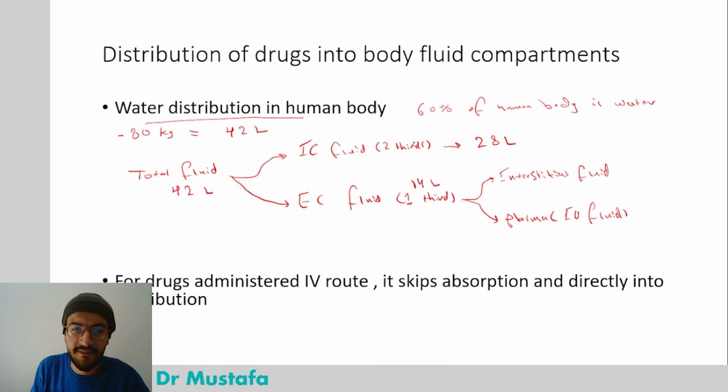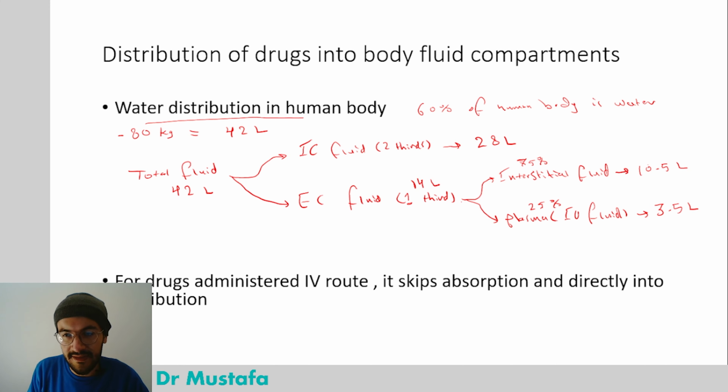So now we have intracellular, extracellular, interstitial, and intravascular. 75% of the extracellular fluid would be interstitial, and that's 75% of the 1/3, which is 14. It would be equal to 10.5 liters of the 14 liters in the interstitial fluid, and 25% of the 14 liters would be in the intravascular fluid, which is equal to 3.5 liters.